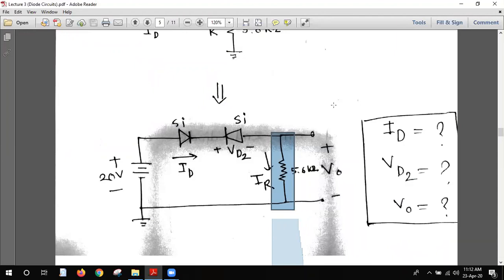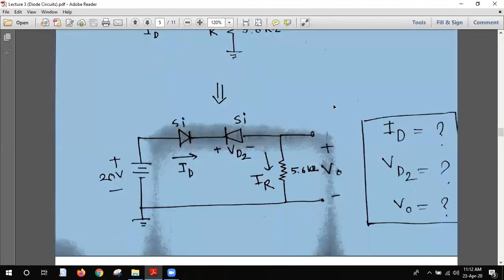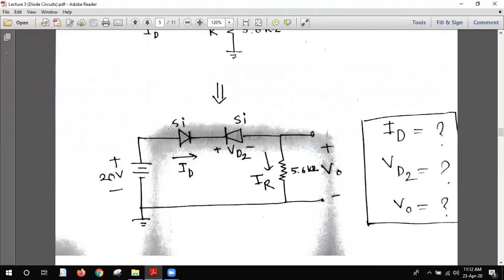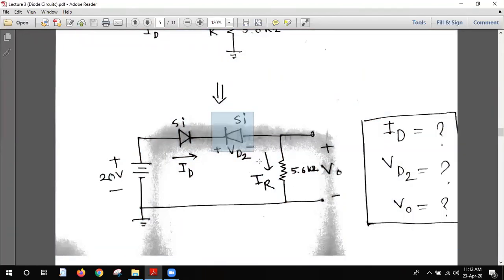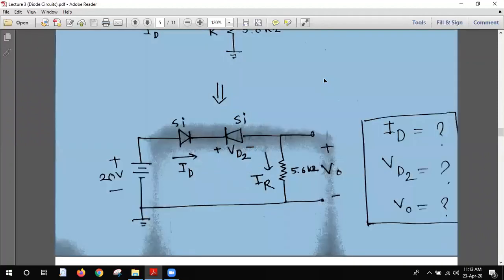Before solving, we have two diodes in series. You see that the first diode is in forward bias condition, and the second one is in reverse bias condition. So the first will be shorted, but the second will be an open circuit. Let's go to the next.